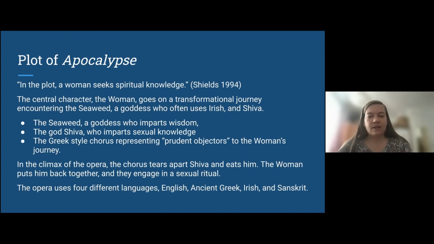And then the Greek style chorus represents prudent objectors to the woman's journey. In the climax of the opera, the chorus tears apart Shiva and eats him. The woman puts him back together and they engage in a sexual ritual. The opera uses four different languages: English, Ancient Greek, Irish, and Sanskrit, which represents Shields' ongoing interest in language and the sound of language, which she has had from an early age.